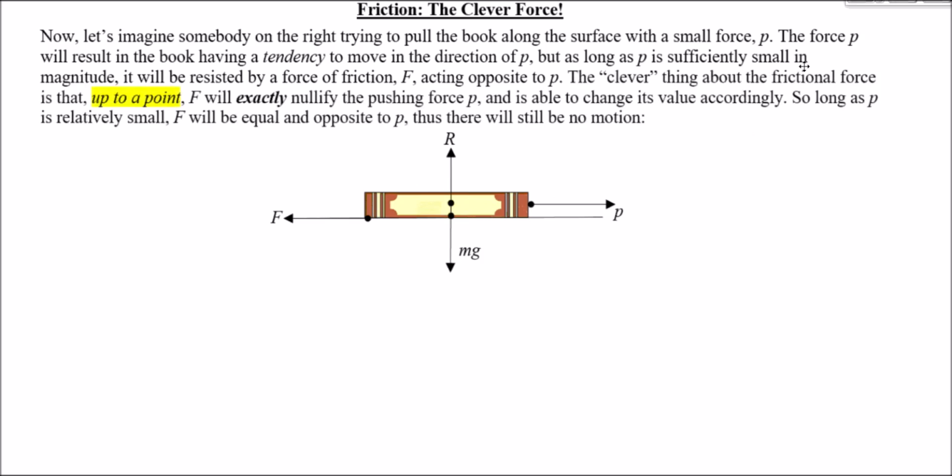So the point here is, and why I've called it the clever force, the clever thing about the frictional force is that up to a certain point at least, F will and can exactly nullify the pushing force P and is able to change its value accordingly. If P is very tiny, F will be exactly that tiny in the opposite direction. If P gets a bit greater, F will be that bit greater too to counteract P. So what we're saying here is, so long as P is relatively small, F will always be equal and opposite to P, thus there will still be no motion.